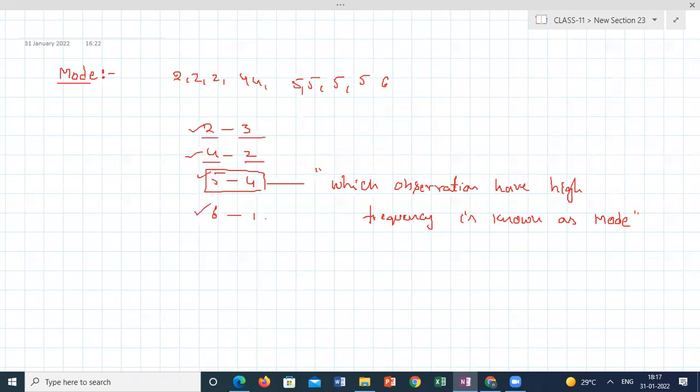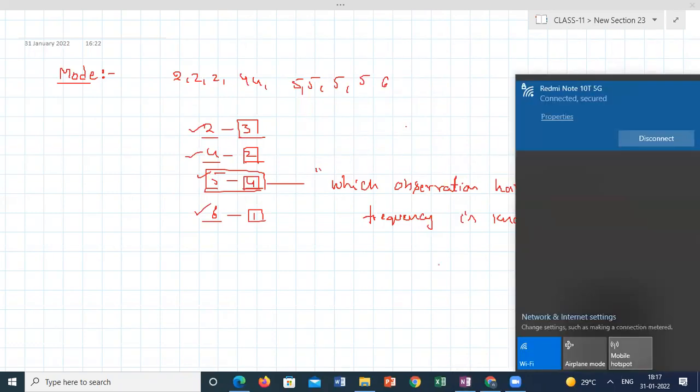Understand what I'm saying? Yes, sir. So which one is repeated the most number of times? 5. Understand how to calculate the mode for raw data? Yes, sir. Understood, sir. Thank you.